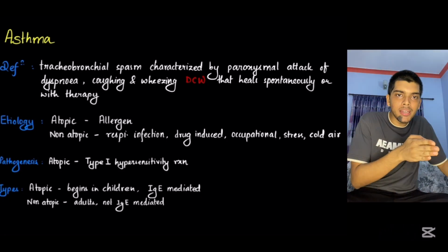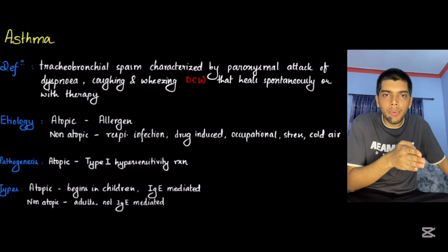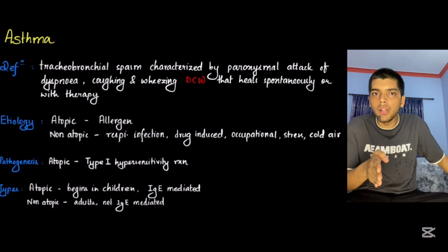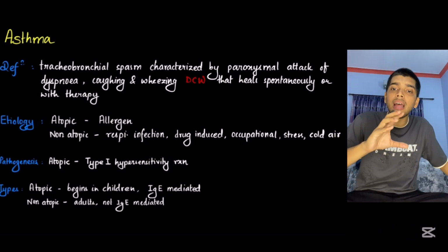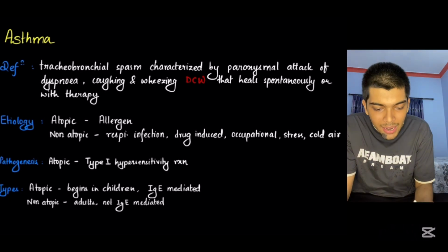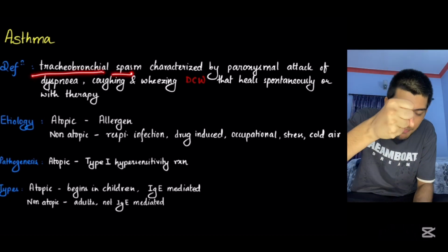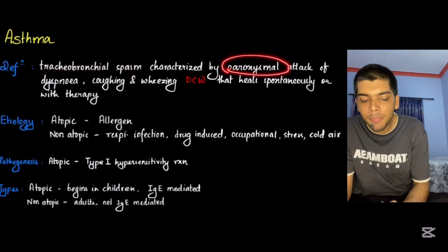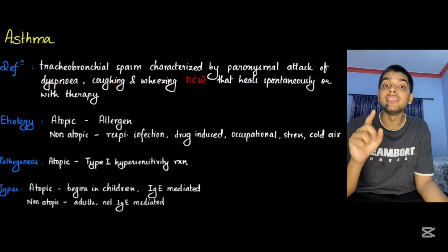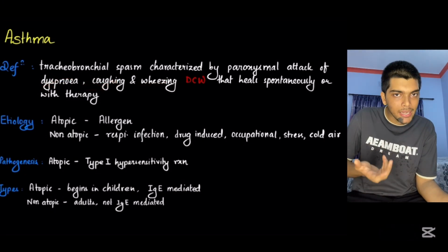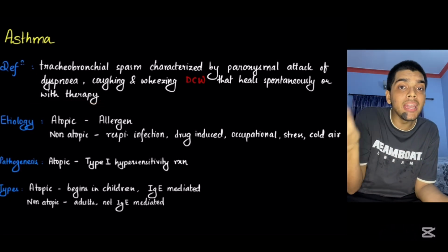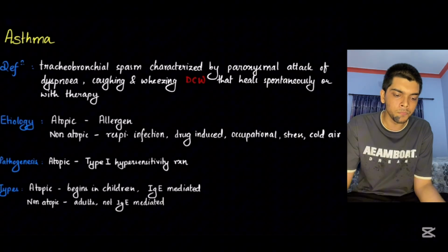Paroxysmal means there is a period of normal, everything is normal, and then there is an asthma attack. Then a period of normal, then there is an asthma attack. That means there are recurrent attacks of asthma. So asthma is tracheobronchial spasm characterized by paroxysmal attacks of DCW, or dyspnea, coughing and wheezing, that either heal spontaneously on their own or with therapy. Like you can take an asthma inhaler when you have an asthma attack.